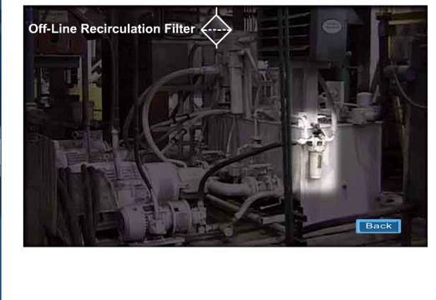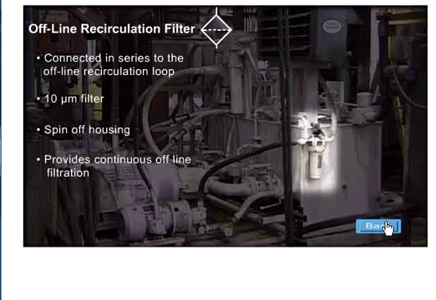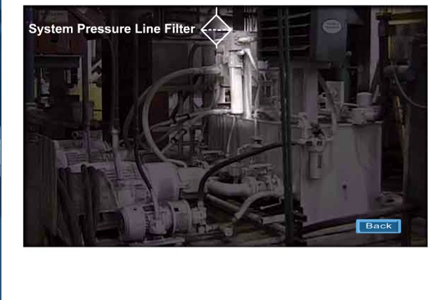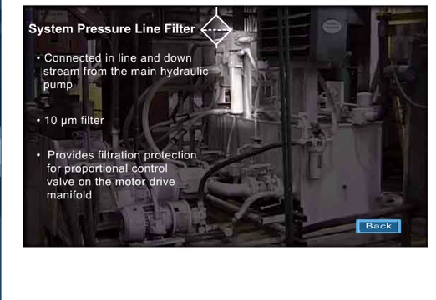Offline recirculation filter, connected in series to the offline recirculation loop. 10 micron pressure filter. Spin-off housing. Offline filtration. System pressure line filter, connected in-line and downstream from the main hydraulic pumps. 10 micron filter. Provides filtration protection for a proportional valve on the motor drive manifold.